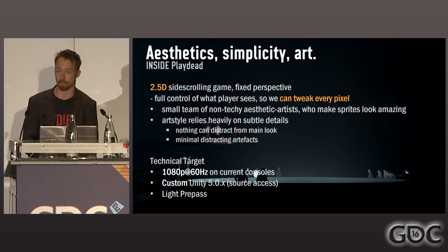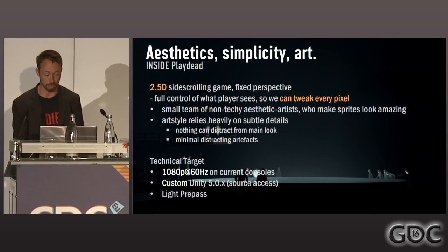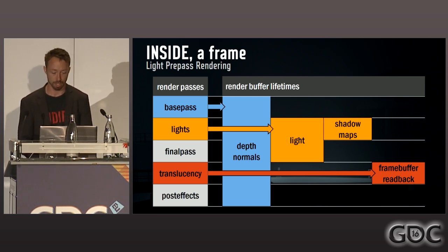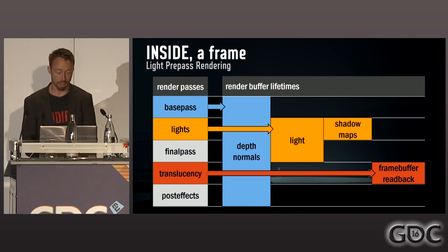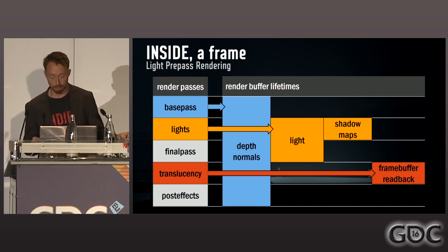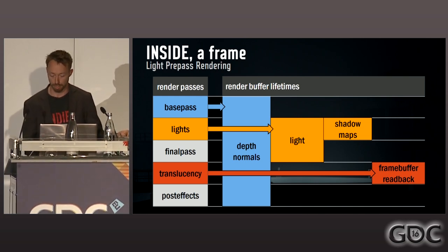We have a source license for that, so we made some modifications. From a rendering point of view, we're using light pre-pass rendering, which looks something like this. We first have a pass over the entire scene, which is the base pass that outputs depth and normals. We then have a light pass that goes through all lights and samples those depths and normals, and then outputs the lighting. We then have a final pass that applies the materials, samples the lighting, then a translucency pass, and a post-effects pass to wrap the whole thing up.